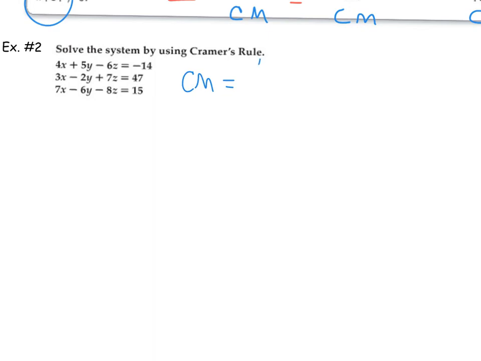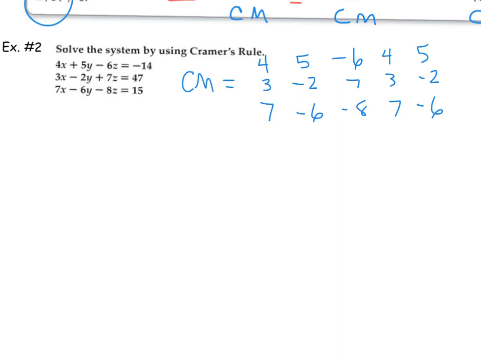Okay, so here we go. We're going to copy our first column, so 4, 3, 7. Second column, 5, -2, -6. Last column, -6, 7, and -8. We're going to recopy the first 2 columns, and I'm going to double check to make sure I copied it right. And it looks like I did.